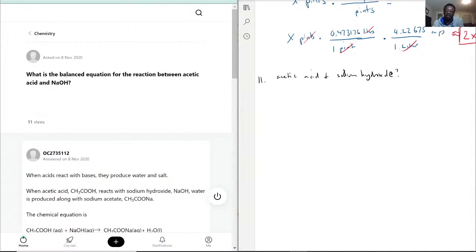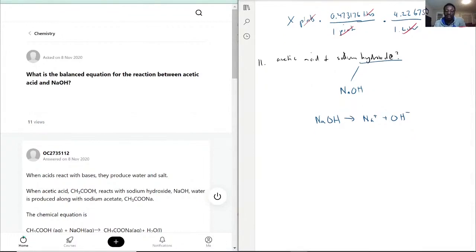So first thing, we want to be able to identify that sodium hydroxide, okay, is a strong base because it has hydroxide in it. So that's NaOH. So with that, the separate formula for it is going to be Na+ OH-. NaOH turns into Na+ OH-, okay?